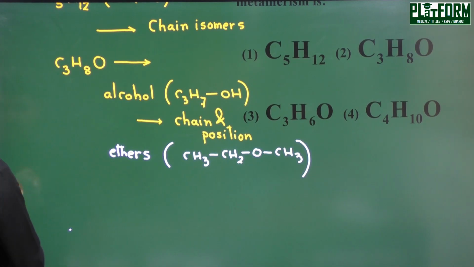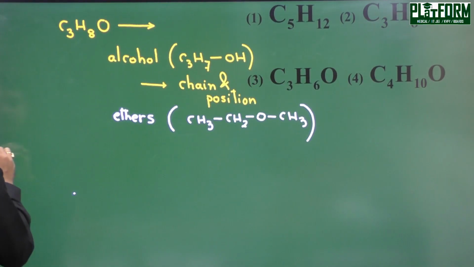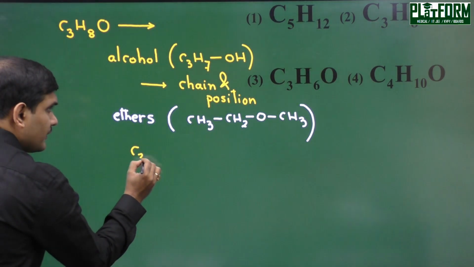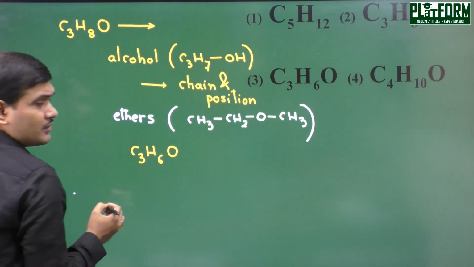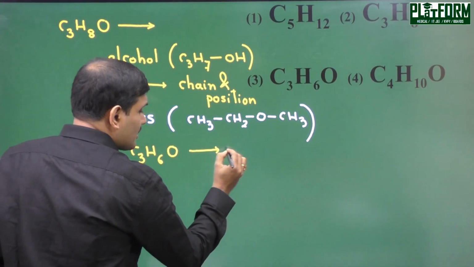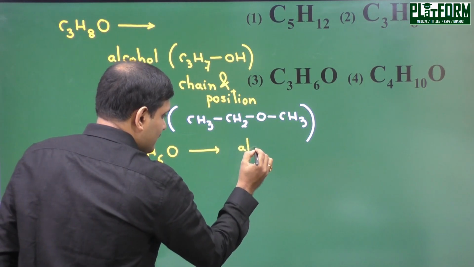Now let's move to option number 3. Option number 3, we have C3H6O. Now C3H6O, definitely it can produce carbonyls, aldehyde.